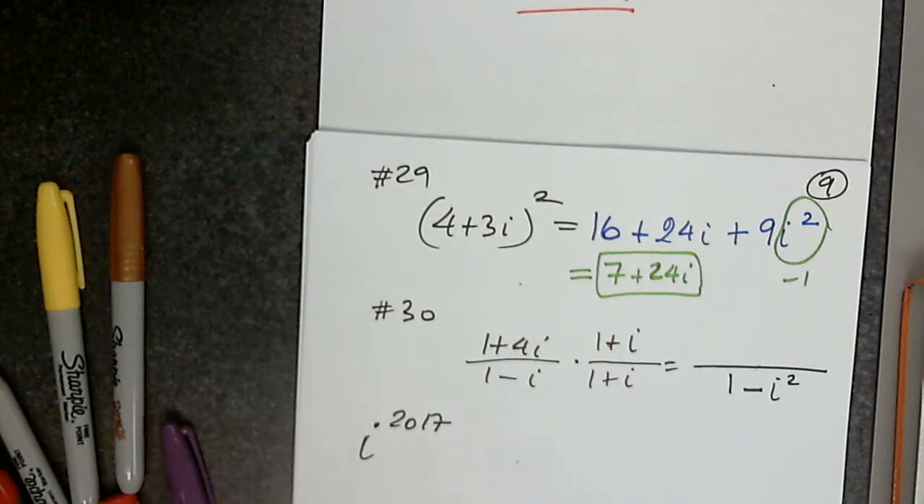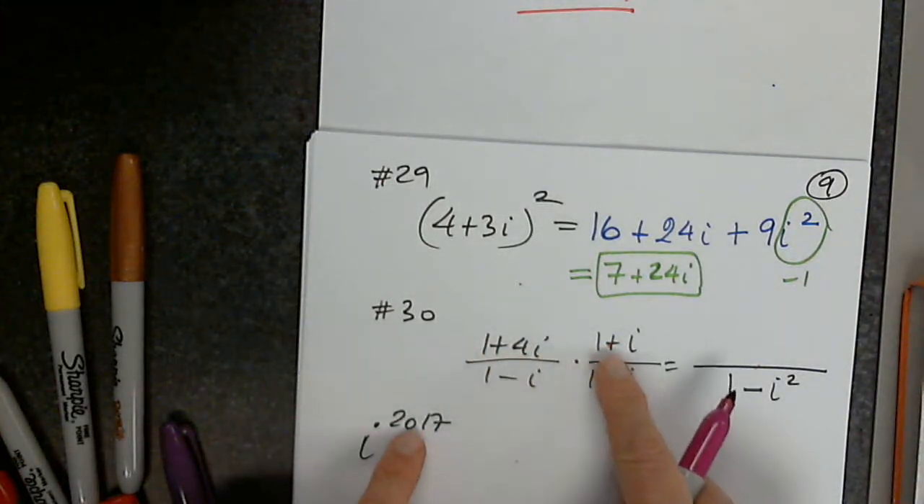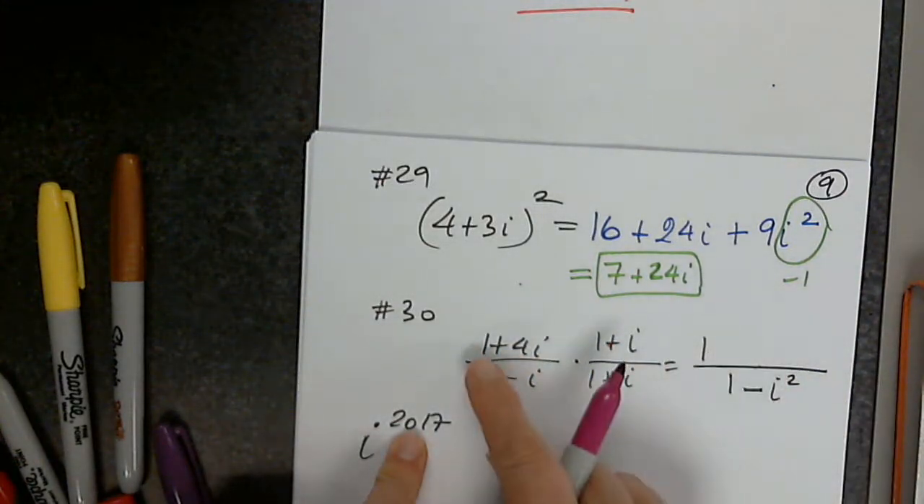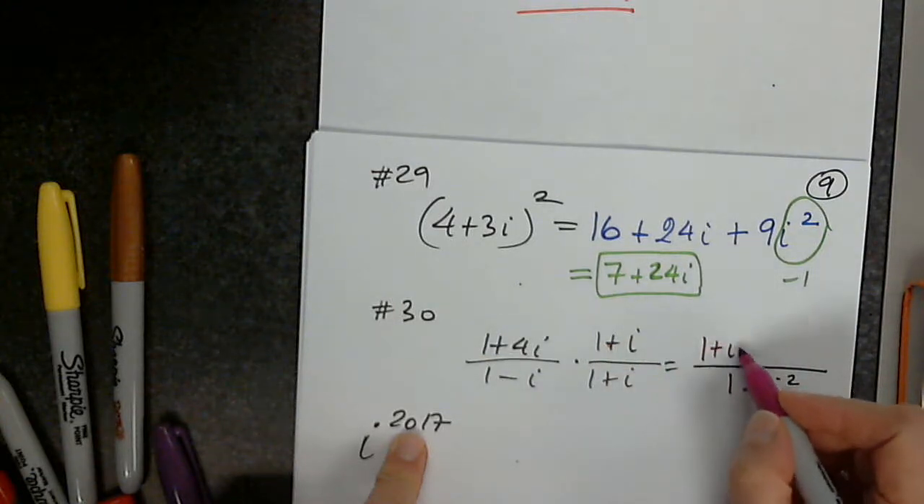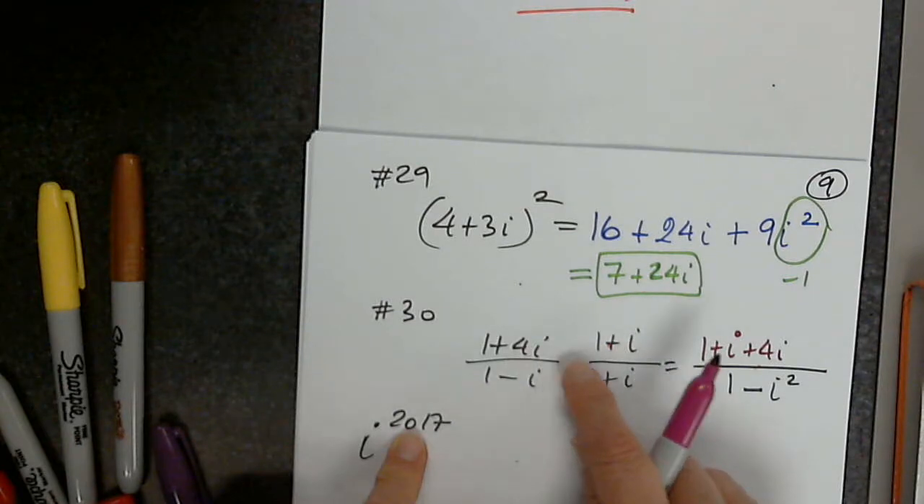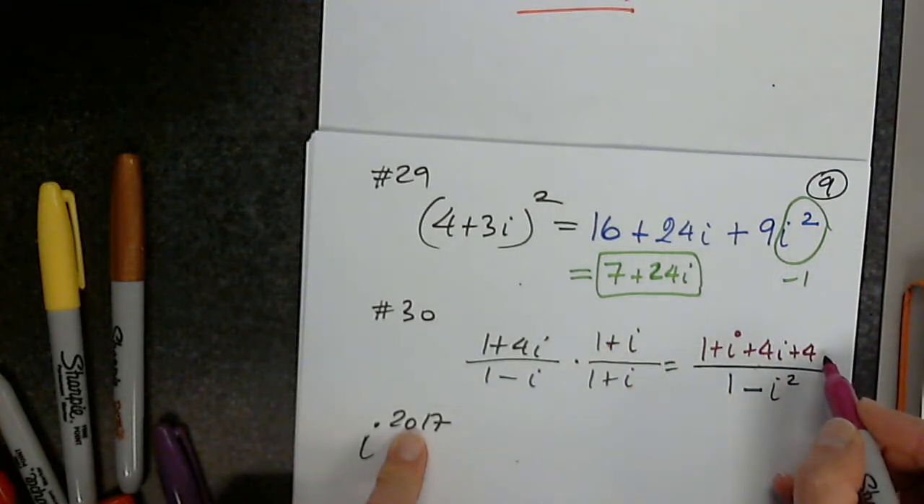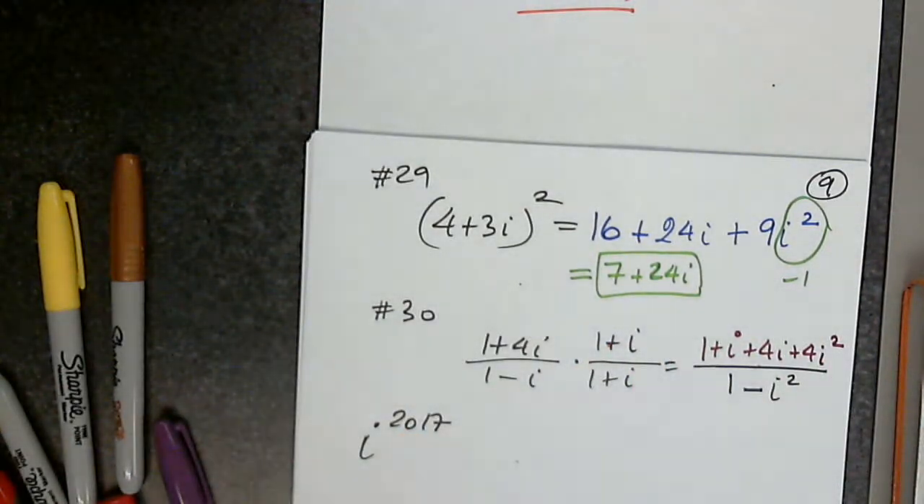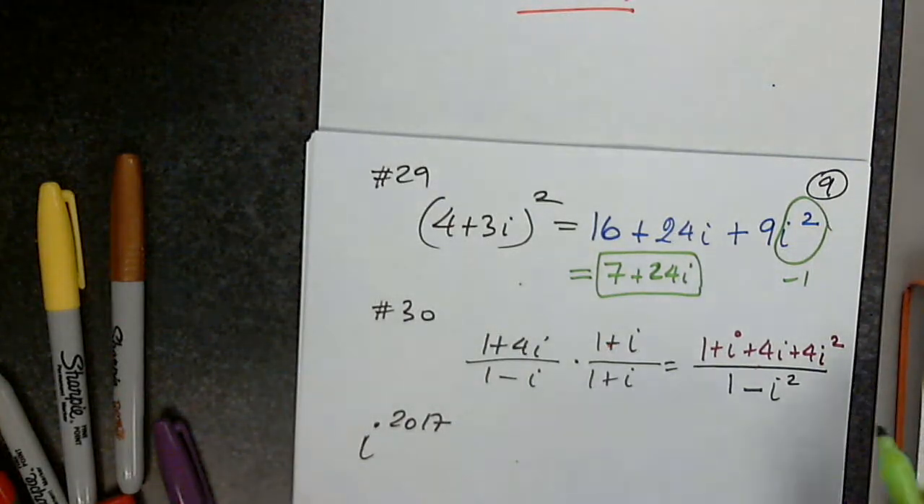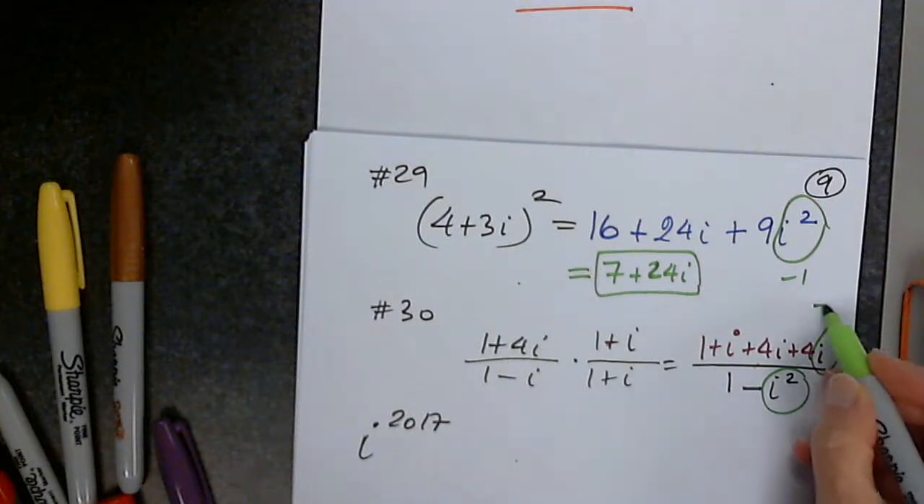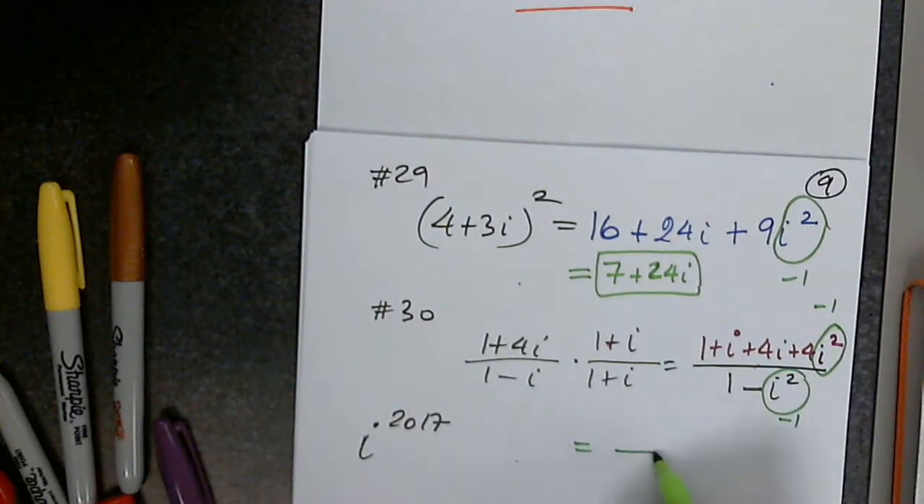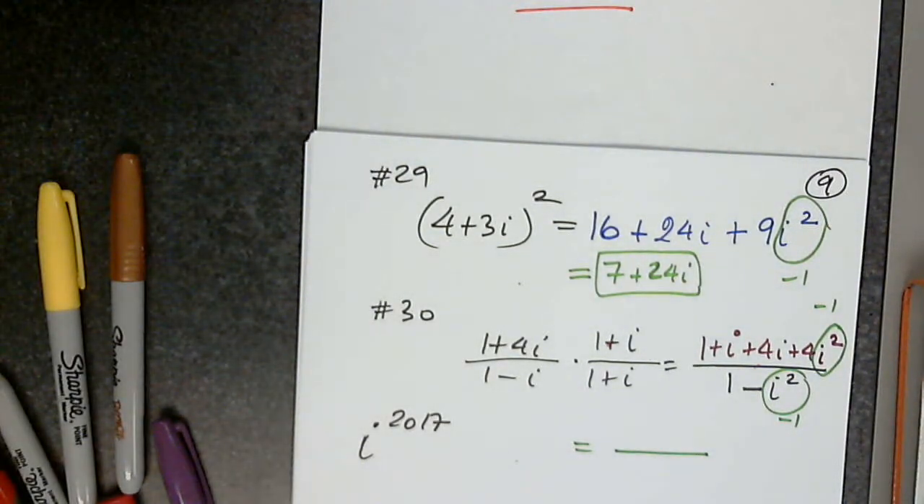Now the top I have to distribute. 1 times 1, 1. 1 times i. 4i times 1. And plus 4i times i, 4. Very good. Now I can go back top and bottom and say, but i squared must be replaced by -1. So now the denominator: 1 minus -1. How much?